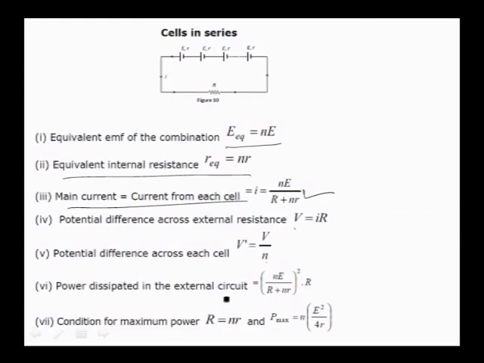The power dissipated is I square R, where this is the value of I. The condition for the maximum power is that the external resistance is equal to the sum of the internal resistances, that is R is equal to nr. Then the power in the circuit is maximum, that is equal to nE square divided by 4r.